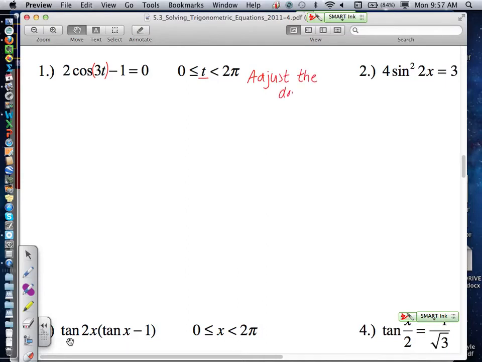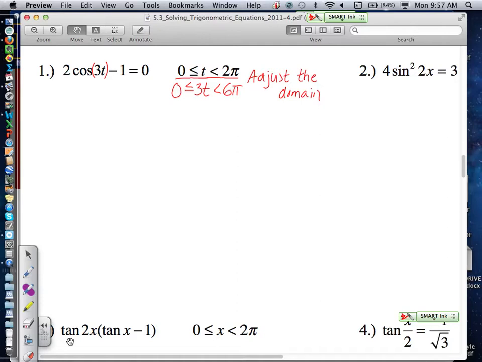When I adjust the domain, I'm basically going to rewrite this statement so it's for 3t instead of t. So I'm going to multiply that entire inequality by 3. I get 0 is less than or equal to 3t, which is less than 6 pi. So now when I solve for the angles that are 3t, I'm going to look for all the angles from 0 to 6 pi instead of just 0 to 2 pi. Mark? Just multiply by 3 then? That's what I did, yeah. Just multiply by 3.